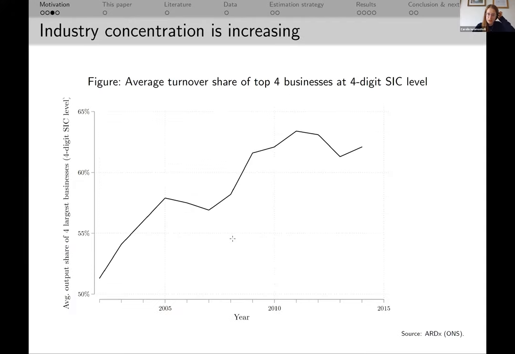And at the same time, industry concentration has been increasing. Here I'm looking at the share of output produced by the largest four businesses within a four-digit industry, and that has been increasing from just over 50% to 62, 63%. So we're seeing big businesses are becoming more dominant within their industries.